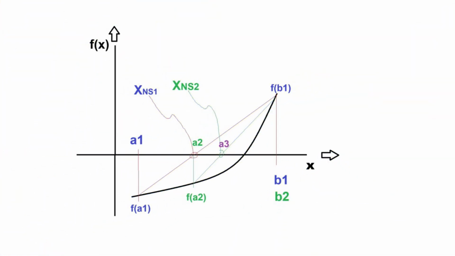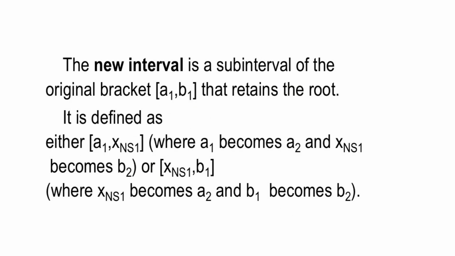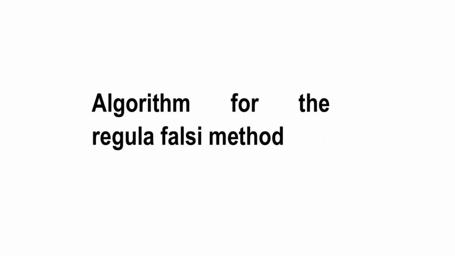Unlike the bisection method, which uses the midpoint of the interval, Regula Falsi leverages linear interpolation to converge faster in many cases. Each iteration refines the bracket while maintaining the root within the interval, combining reliability with improved efficiency. This iterative process continues until the estimate meets predefined convergence criteria. So let us now proceed with the algorithm for the Regula Falsi method.